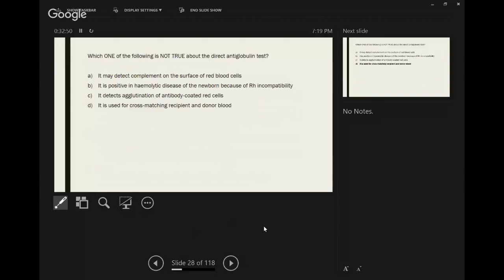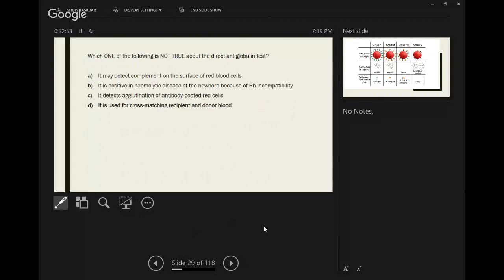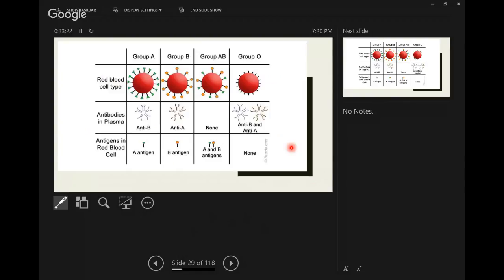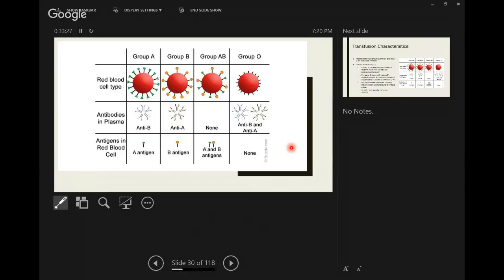Yeah, D. So it's a bit of a dickhead question, but it's used for cross-matching recipients, plasma and donor blood. The other ones are, so complement's an inflammatory marker. It's positive in hemolytic disease because of the rhesus factor, and it detects agglutination of antibody-coated red cells. Those are all true. So this is just a narky wording one, but I also wanted to teach you that it may become positive if there's a little bit of complement, so in inflammation. That's why we use more advanced ABO typing nowadays.